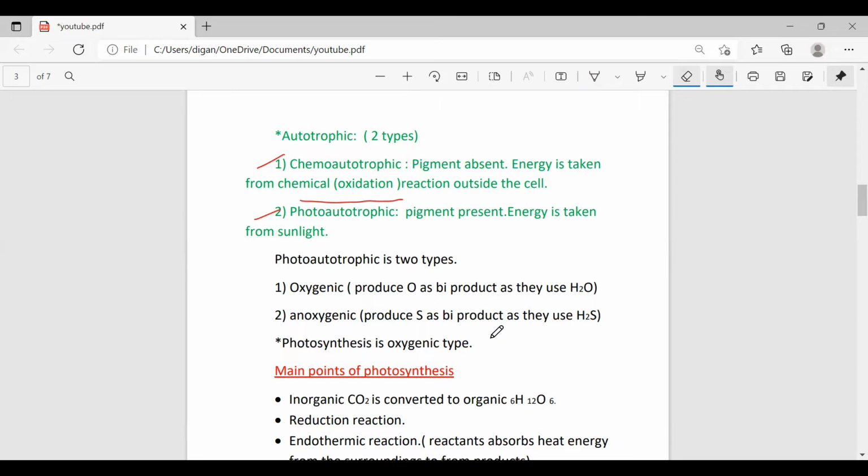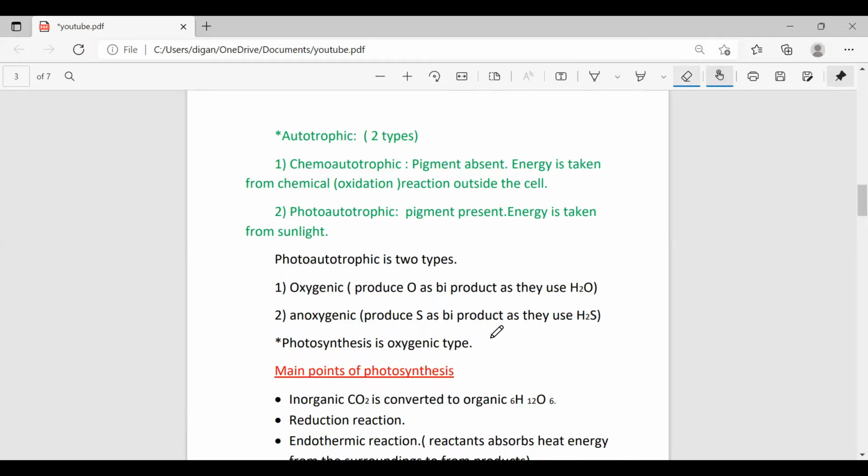This chemoautotrophic type of nutrition is generally found in bacteria. In this bacterial cell, generally outside of the cell, some chemical reaction takes place, especially an oxidation type of chemical reaction, and energy is produced. That energy is absorbed by the cell, and with the help of that energy they produce ATP and glucose. But in photoautotrophic, they take this energy from the sunlight.